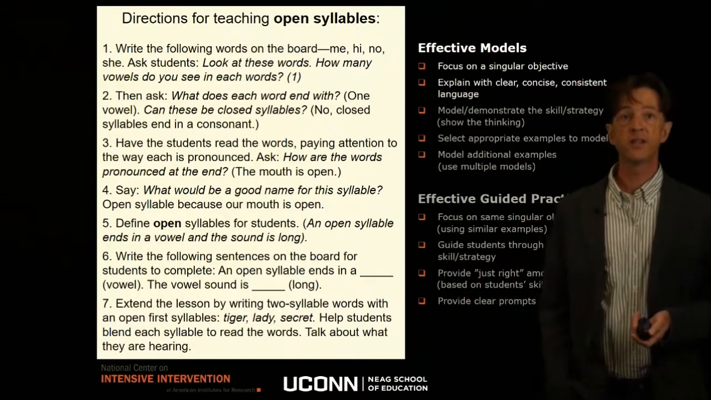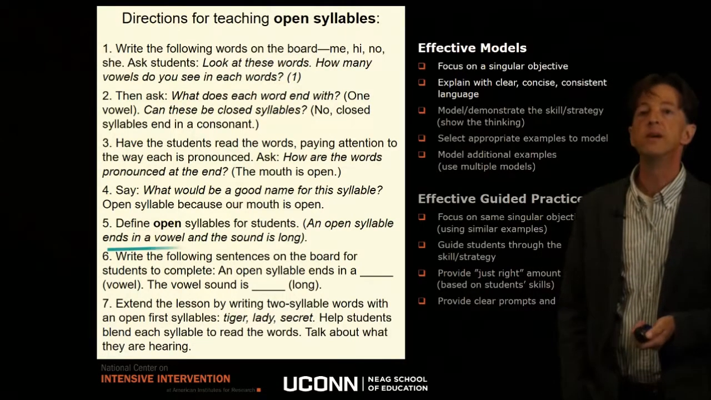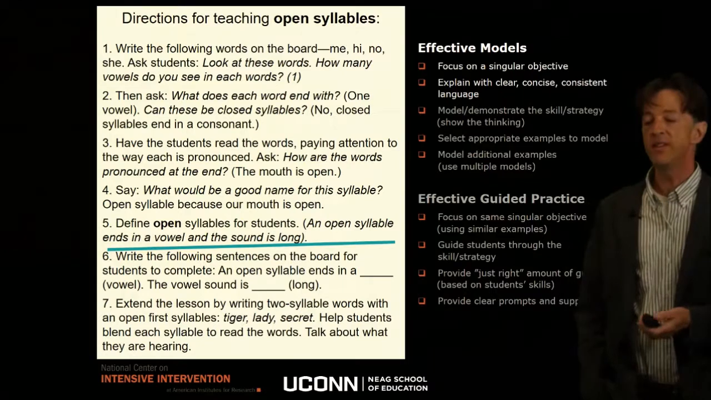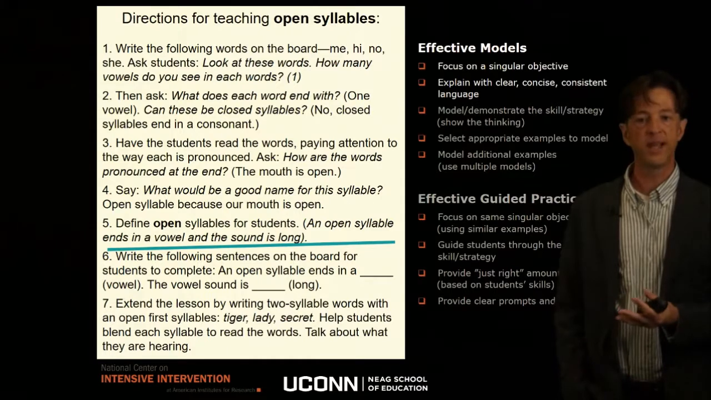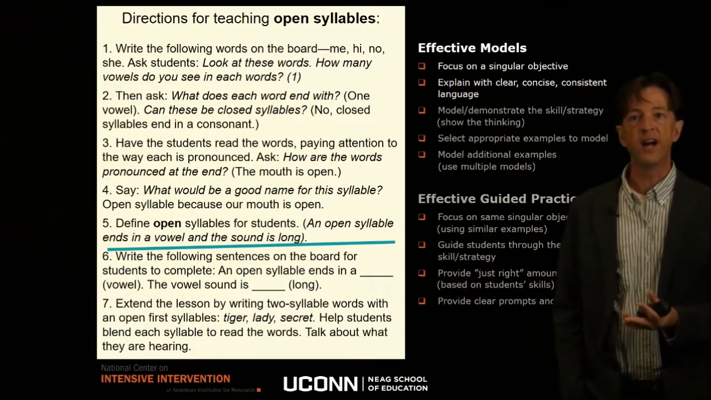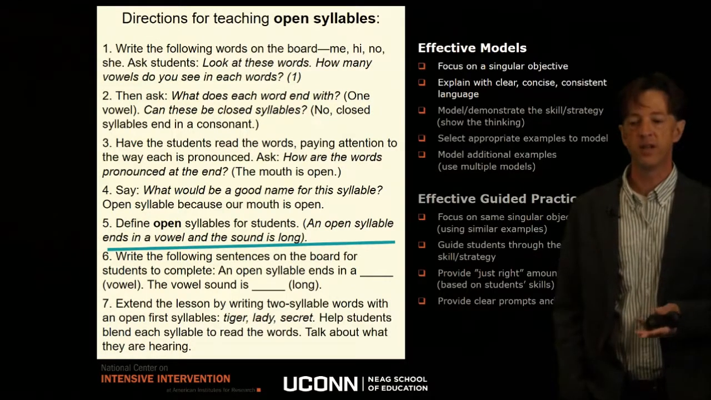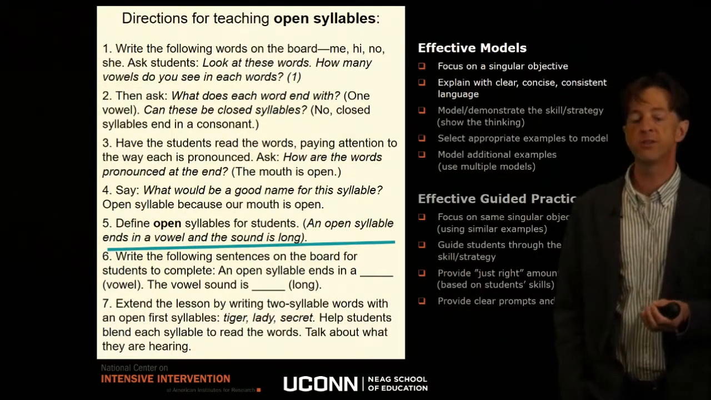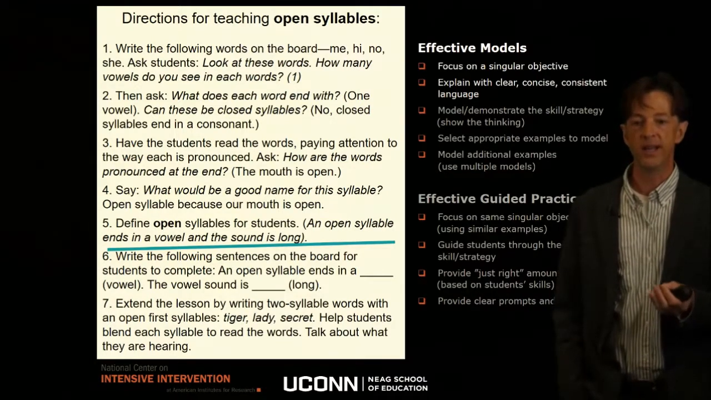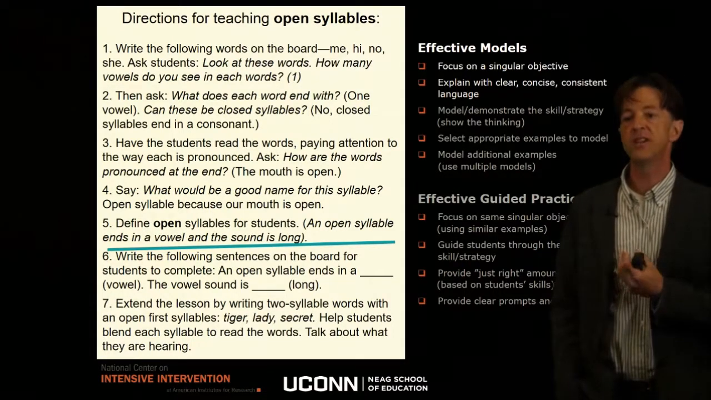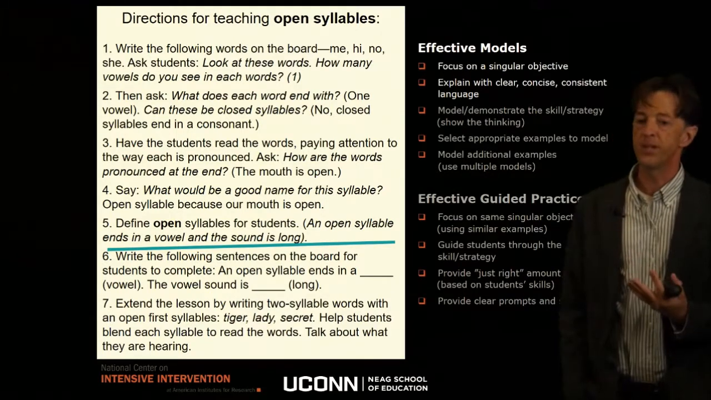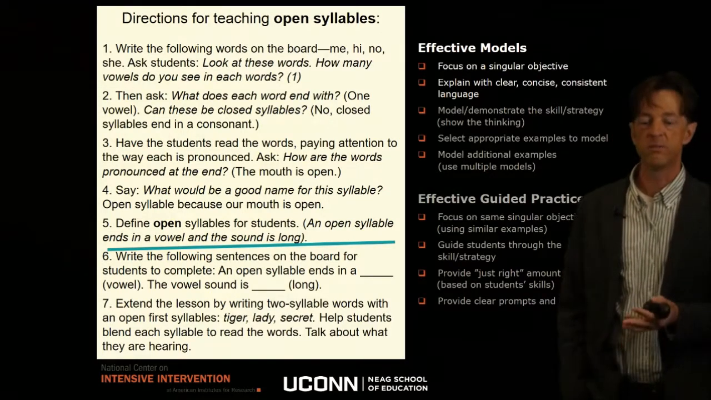All right, explain with clear, concise, and consistent language. So this is really the heart of what's happening here in this lesson, right? We're defining open syllables for students, and what we're saying is an open syllable ends in a vowel and the sound is long. That actually is a pretty clear description of what an open syllable is, right? It ends in a vowel, and when we see a syllable that ends in a vowel, we know that vowel is going to make the long sound. So I would say this is a fairly clear description of defining what an open syllable is.